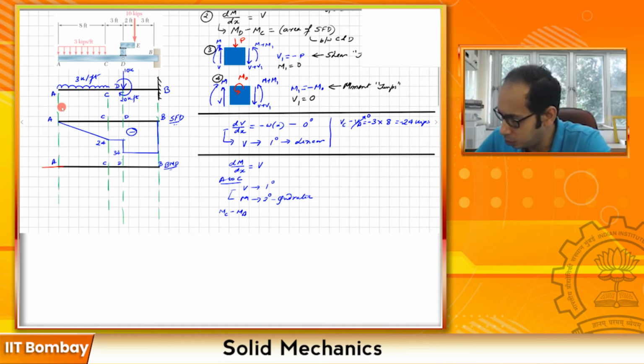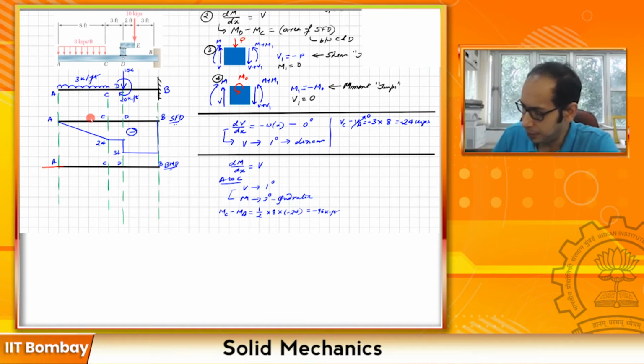So it is going to be equal to half. It's a triangle, as you can see. So half times this distance 8 times the value of the shear force, that is minus 24. So that gives you minus 96 kip feet, right? So at C, I am going to have a minus 96 over here. So let me mark this particular point.